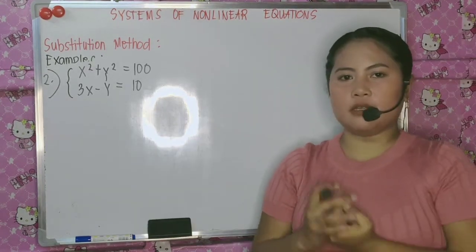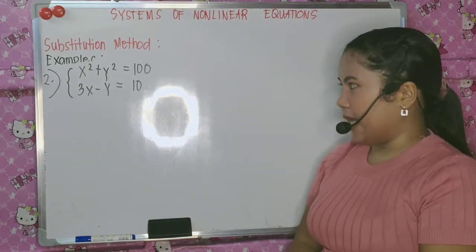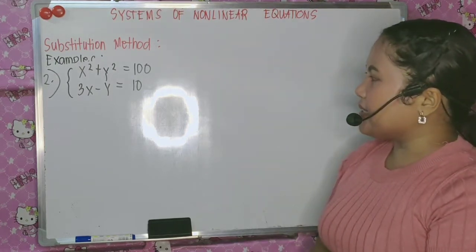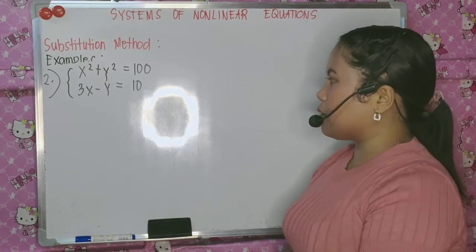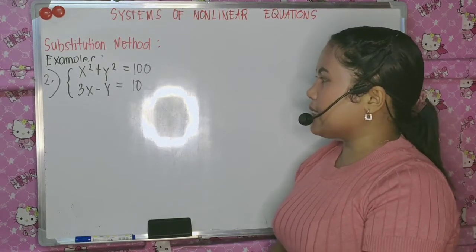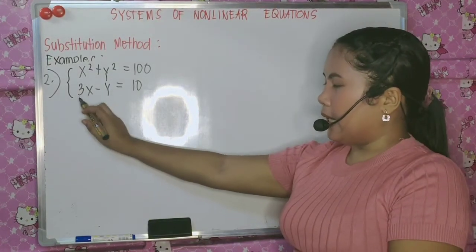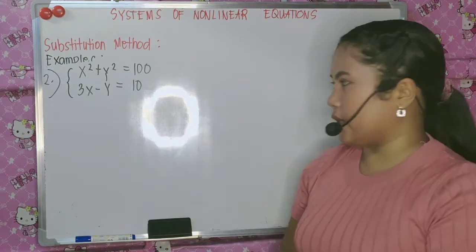Okay? Okay, let's proceed to example number 2. x squared plus y squared equals 100. Then, 3x minus y equals 10. So, first natin na i-solve or i-simplify dito is yung second equation ulit, which is 3x minus y equals 10. But in this case, hanapin natin yung value for y kasi may katabing variable yung x, which is 3x.